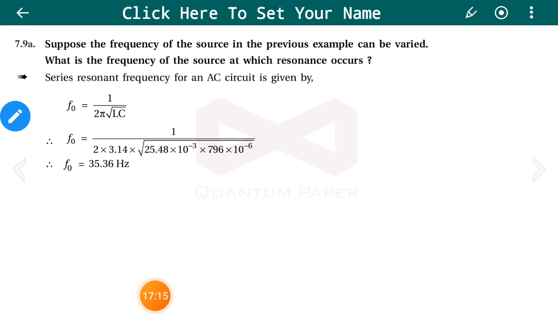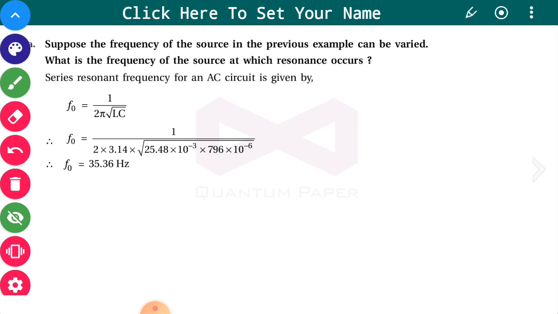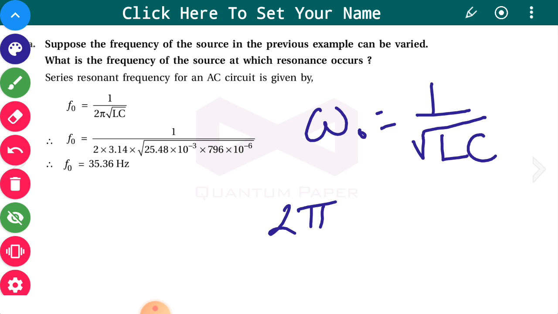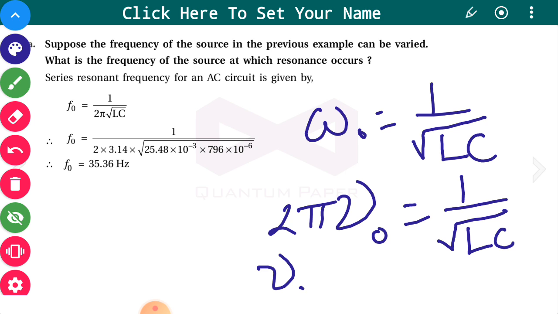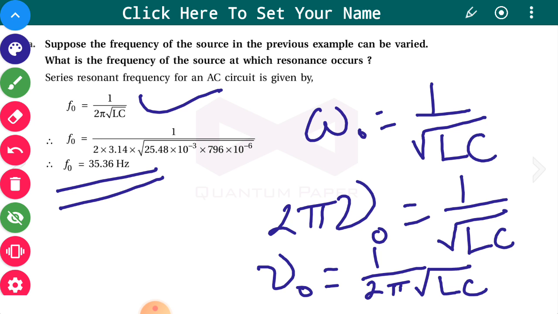Now 7.9: suppose the frequency of the source in the previous example can be varied. What is the frequency of the source where resonance occurs? As you know, we have the formula of angular resonant frequency 1 upon under root LC. So 2 pi nu 0 is equal to 1 upon under root LC. So nu 0, the resonant frequency, is 1 upon 2 pi under root L into C. Just place the values and the resonant frequency can be obtained.